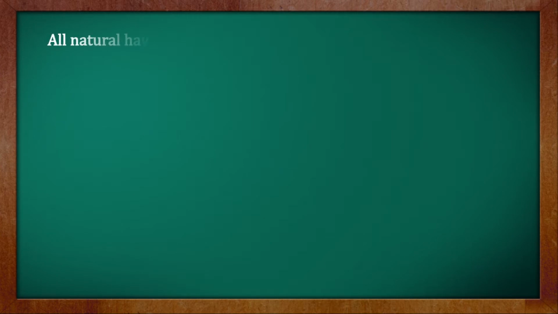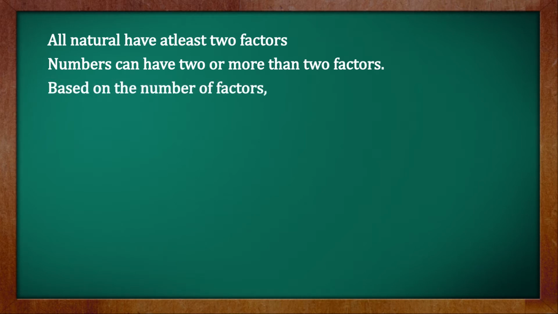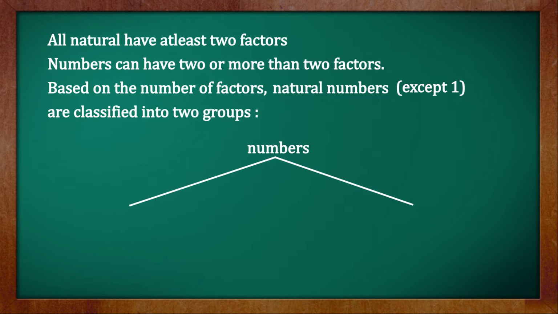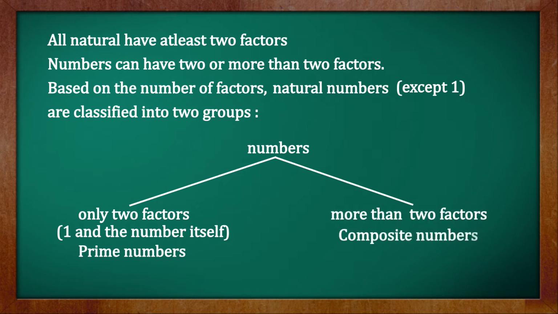We know that all natural numbers have at least two factors, but that does not mean that numbers will have only two factors. They can have two or more than two factors. Based on this number of factors that they have, natural numbers, except 1, are classified into two groups. Numbers that have only two factors, that is 1 and the number itself, which are called prime numbers, and numbers that have more than two factors, which are called composite numbers.